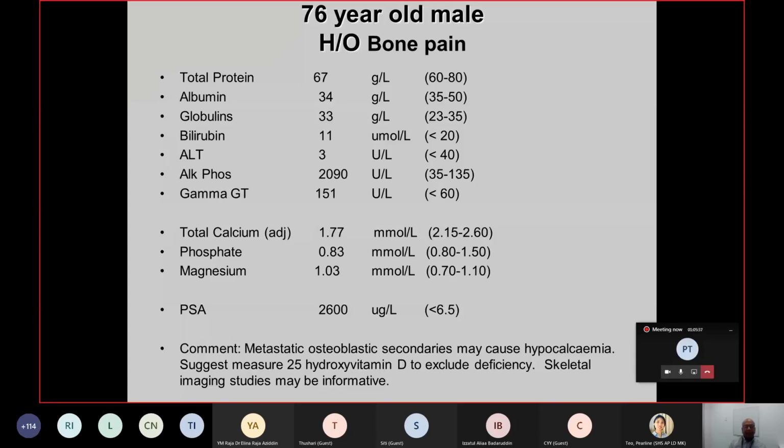So prostate cancer is one of the osteoblastic malignancies when it metastasizes to bone, and because of the increased bone formation, it absorbs calcium from blood and can in some cases cause hypocalcemia. So again, not very common, but a well-recognized complication of disseminated osteoblastic prostate cancer.